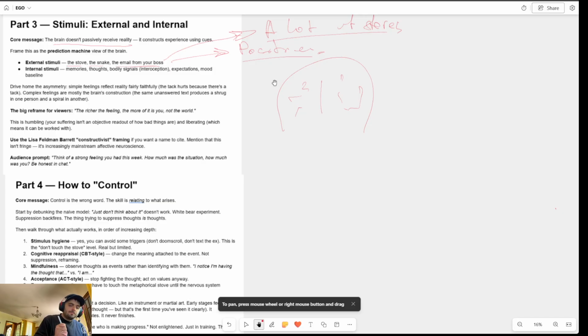So the complex feelings are mostly brain construction. That's right. So the richer the feeling, the more of it is you and not the world, and the humbling part is your suffering is an object. Like, okay, constructing, framing, what we want.